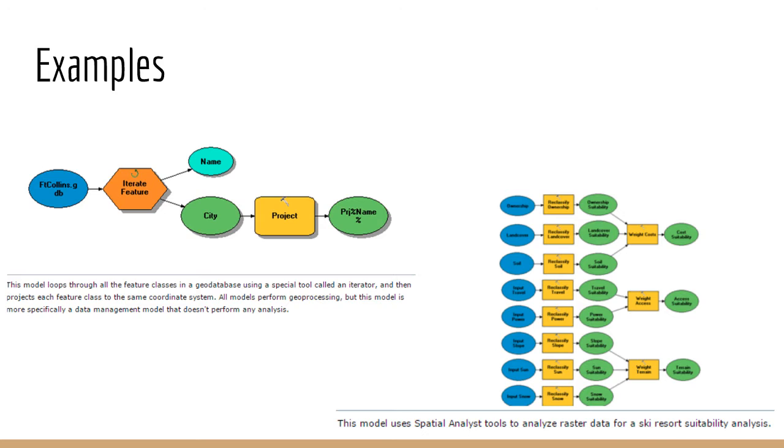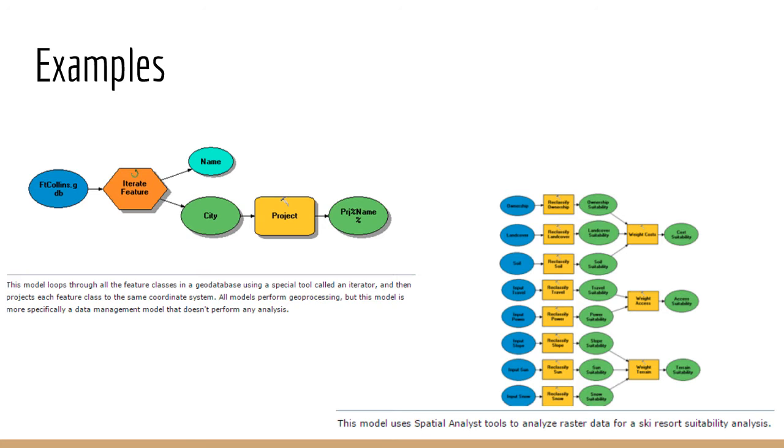If you notice, there's 8 different layers. That's 8 reclassifies. It comes up with a new layer. Then you can weight them. Maybe some variables are more important than others. Maybe ownership is the most important thing. And so you end up running through this model, and it reclassifies 8 layers. It weights a bunch of them, and it smashes them all together to show you the areas that are most suitable based on your criteria.